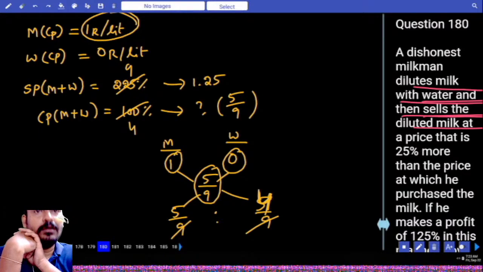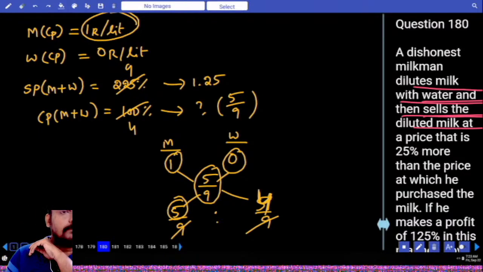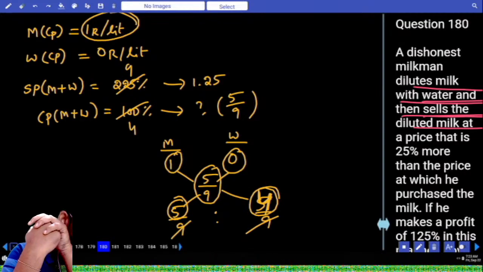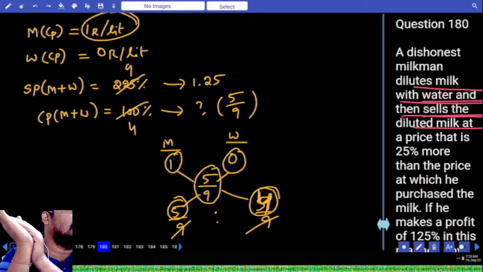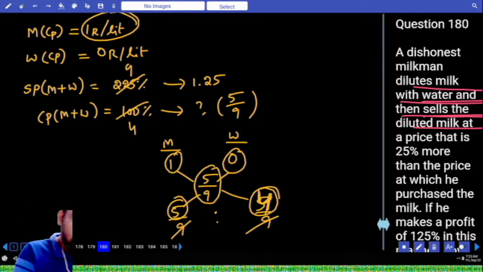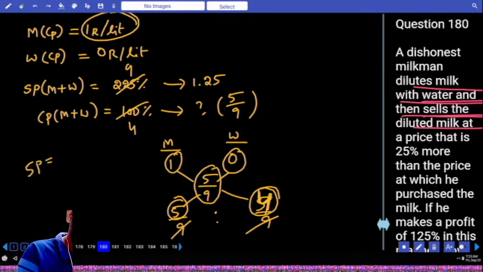5:4. Okay. Milk, how many parts? 5 parts. Water, 4 parts. For every 5 parts of milk, how many parts of water is added? 4 parts. 5 parts means how many liters? 1 liter. 1 liter means how many ml?